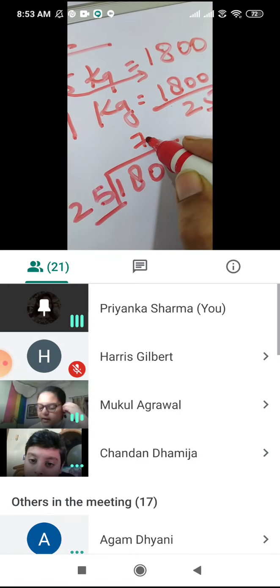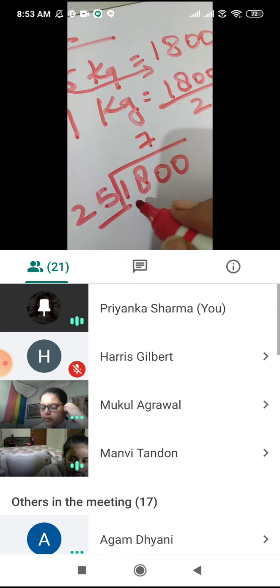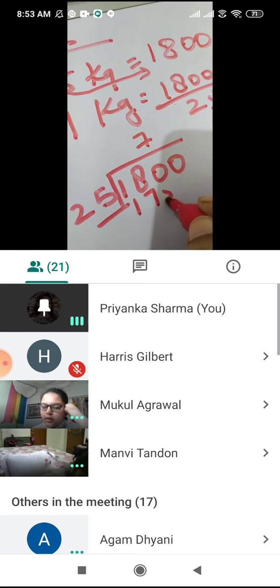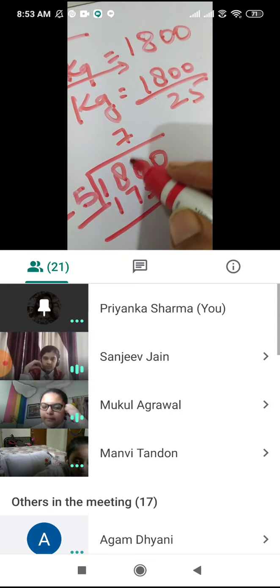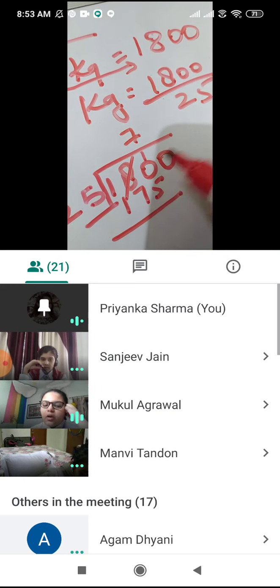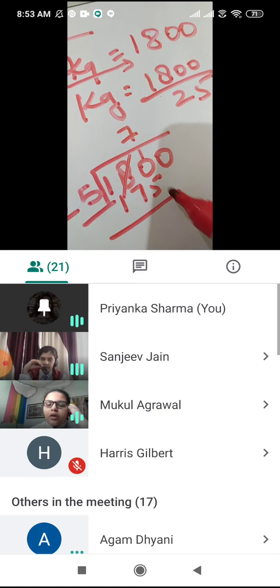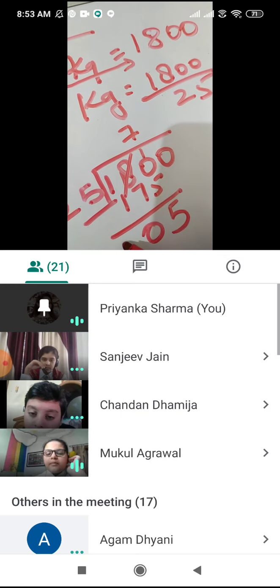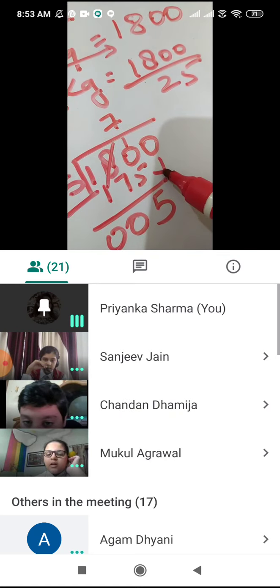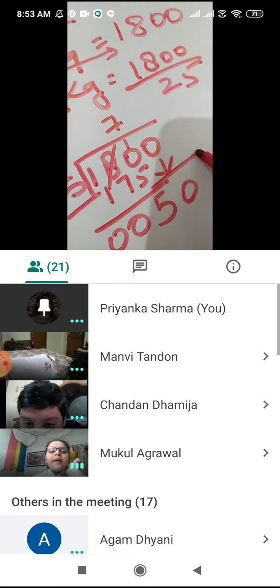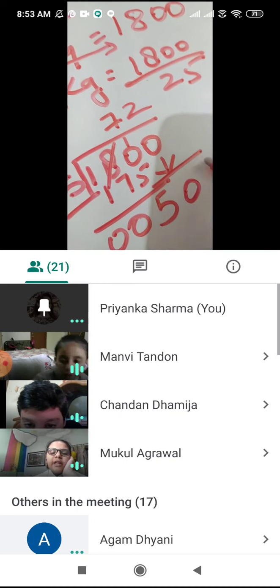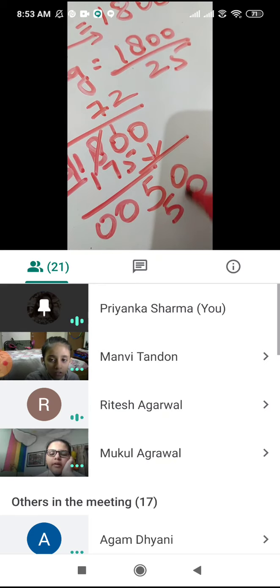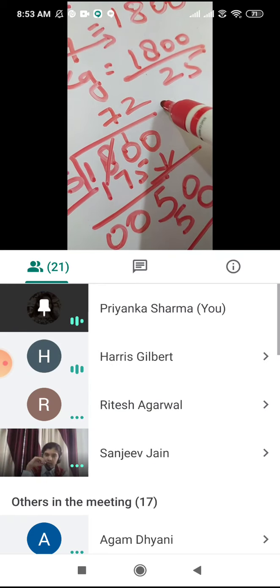25 sevens are 175. We will borrow. 10 minus 5, 5. 7 minus 10, 0. 7 minus 1, 0. This number copied here, 0. 2 twos are 50. Nothing left here.